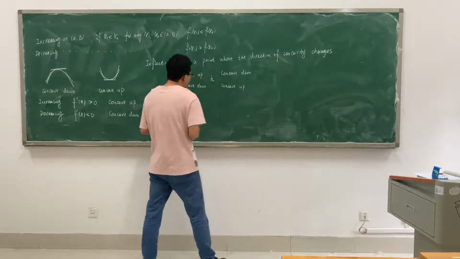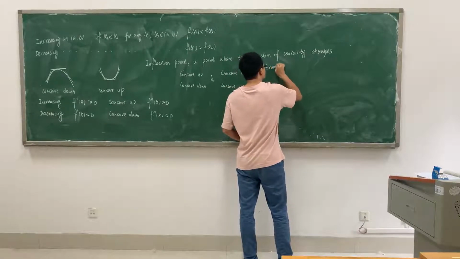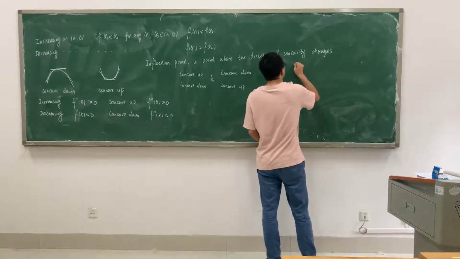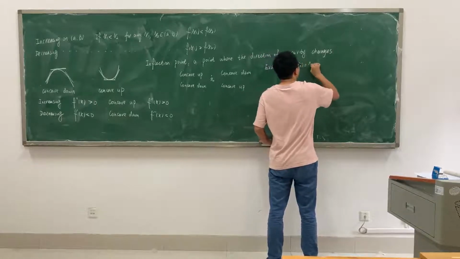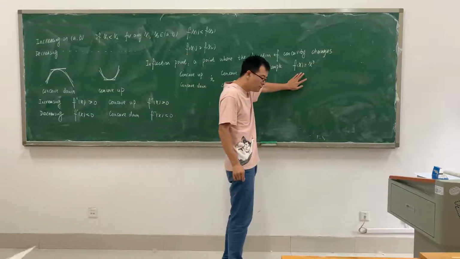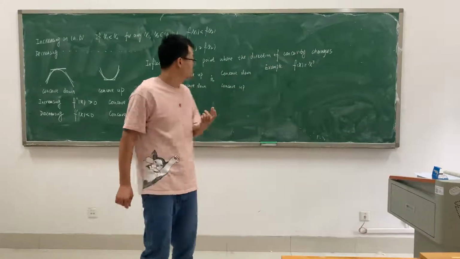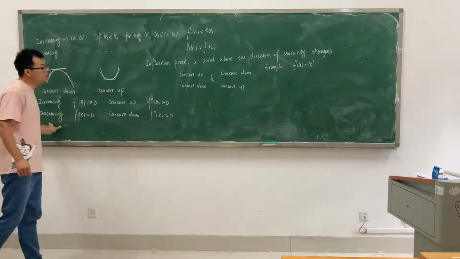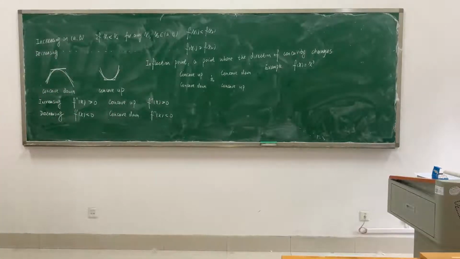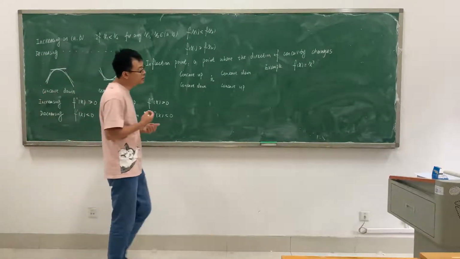So now let's see an example. For the function f(x) equal to x cubed, we need to find the increasing interval, the decreasing interval, the concave up interval, the concave down interval, and the inflection points.